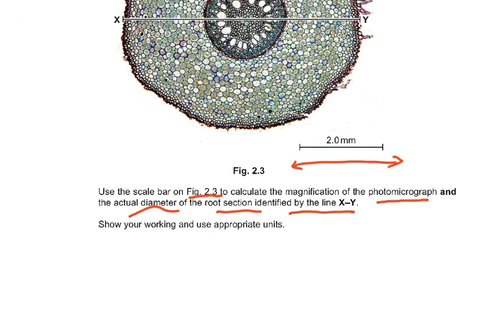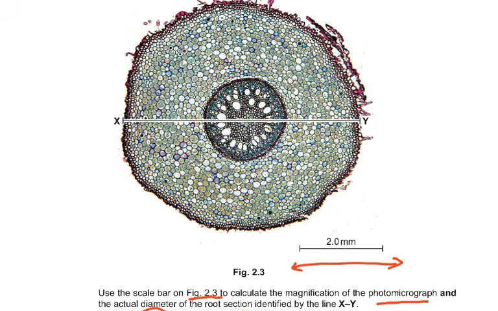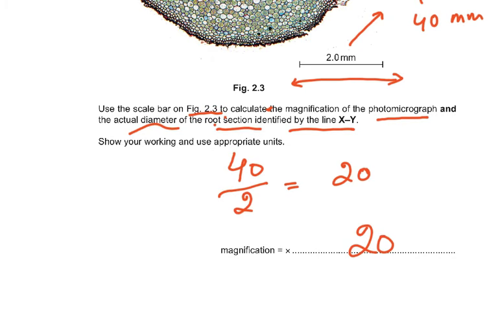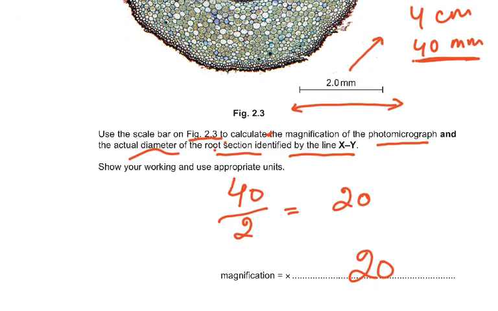Now, very simple. I hope everybody knows how we do this. So if you measure, the scale bar is 4 centimeter. This is 40 millimeter, but it's actually 2.0 millimeters written here. So 40 millimeter is equal to 2. So 40 divided by 2, so the magnification is 20 times.